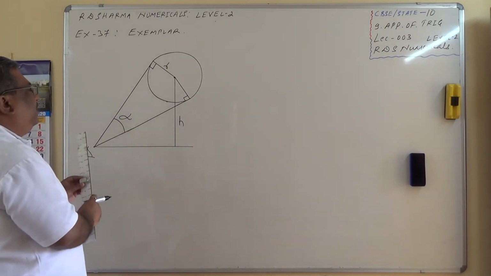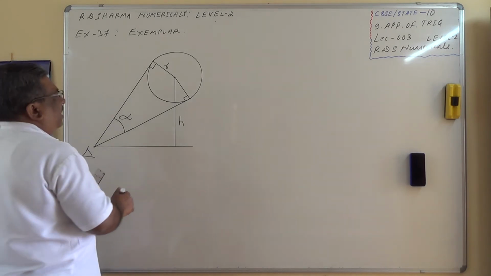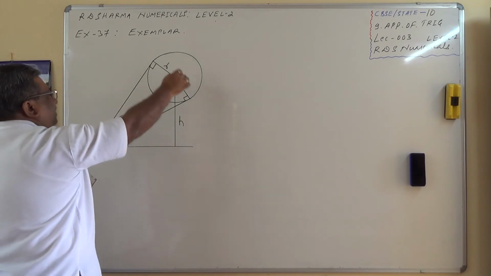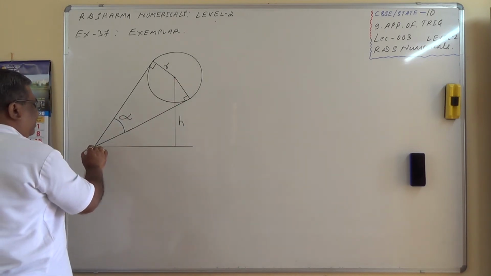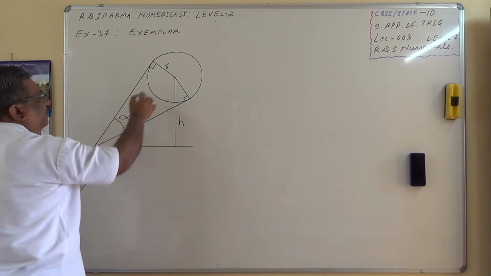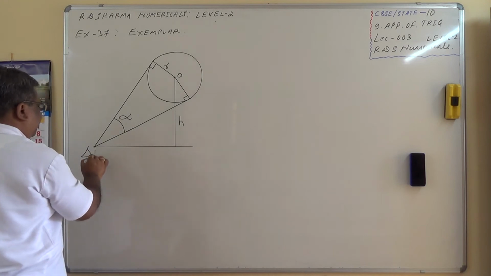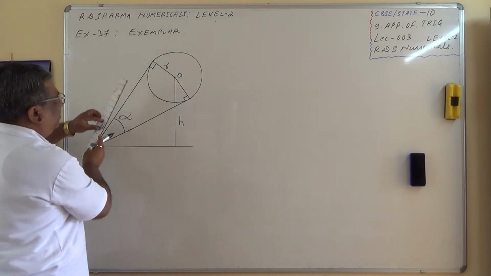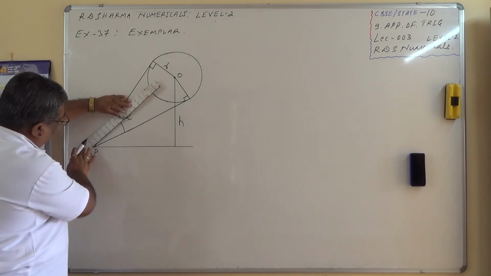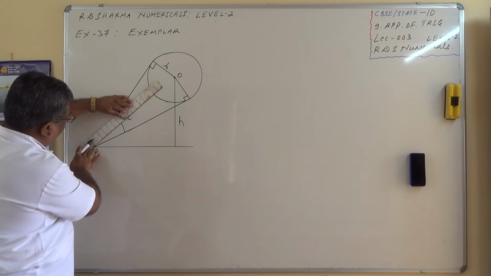Now another piece of information he has given: the angle of elevation of the center of the balloon is beta. The line of sight is from this point to the center. Let this center be O, and this be the point P. So let us join OP, and that is the line of sight of the center.